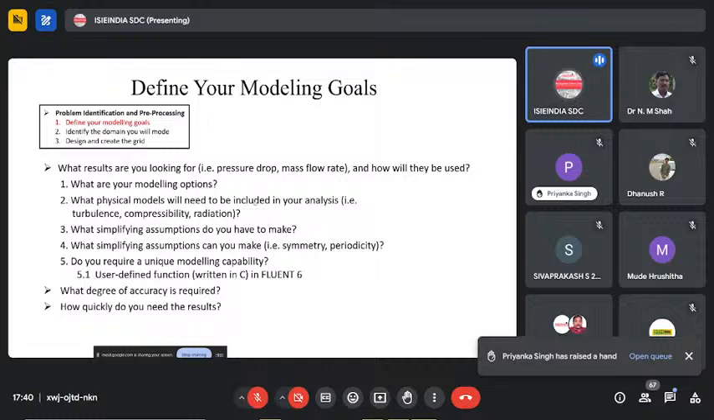In this analysis, the basic step involved is defining the modeling goal. So considering modeling options like incorporating necessary physical models and making simplified assumptions, and determining the required accuracy and speed of the result. So we have to identify the specific result we are looking for, such as pressure drop or mass flow rate, and also we need to understand how they will be used in the design or analysis process.